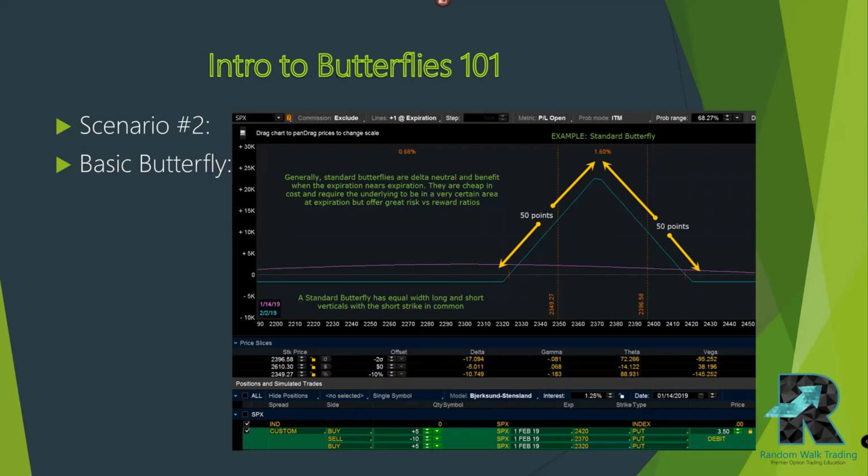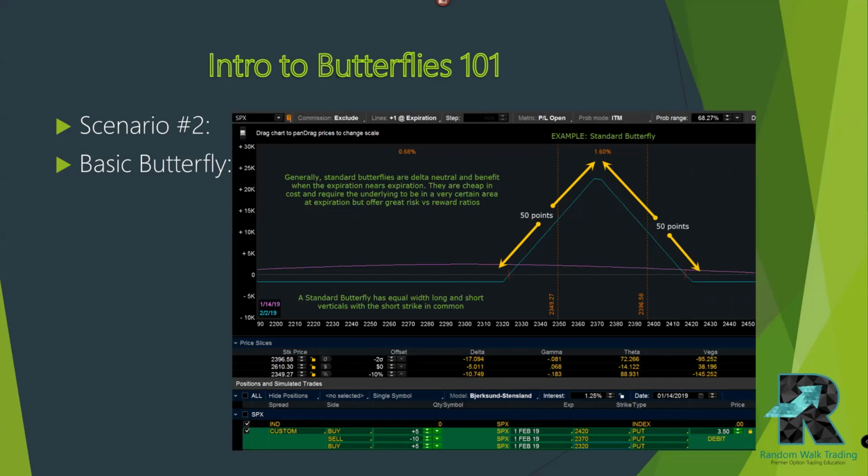If we buy a 50-point spread, it's going to be a pretty big chunk of debit cost. Then selling a spread, we receive a credit. If we take the debits minus the credits, like in your checking account, we end up with a cost of $3.50 times 100, which would be $350 in this case. In this example we're doing 5 contracts, but the basic butterfly structure is what we're talking about here. It's equal distance on the longs and the shorts, just a simple vanilla butterfly.